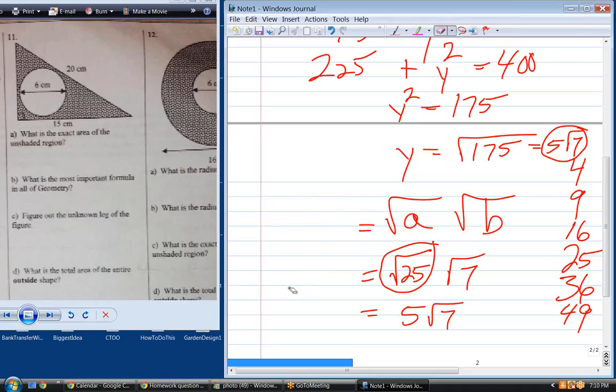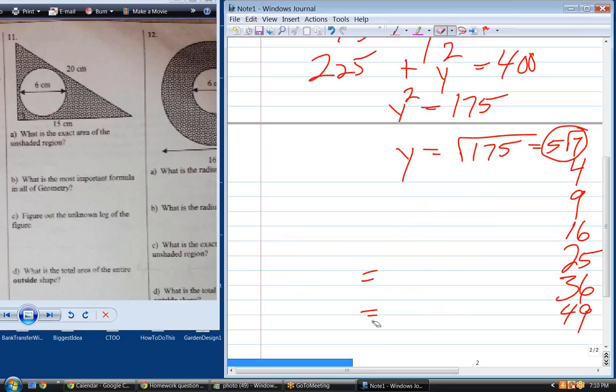Okay. So this list of perfect square numbers is really a good list to kind of know. This 4, 9, 16, because you're going to be doing that a lot. Maybe not so much with geometry, but with algebra you'll be doing a ton of it. So knowing how to simplify these is really useful. Okay, so figuring out the unknown leg of the figure. Okay, so that's going to be 5 root 7.